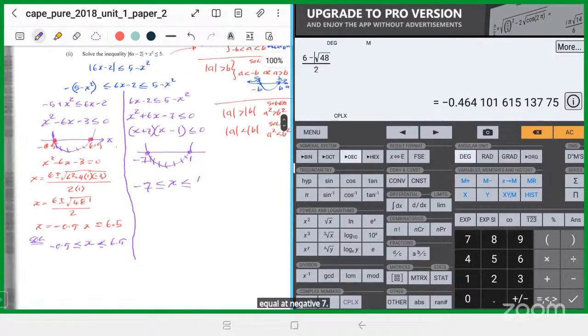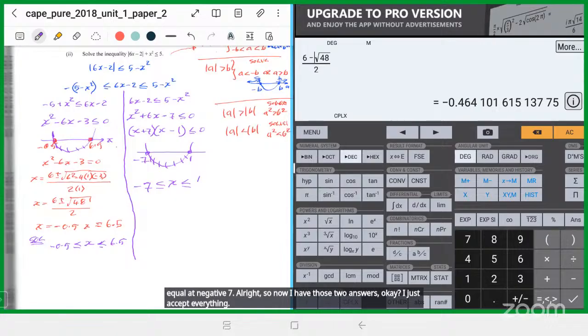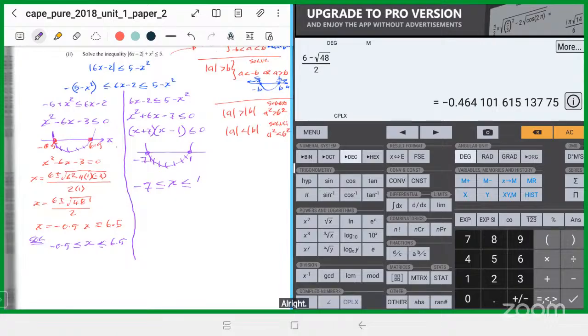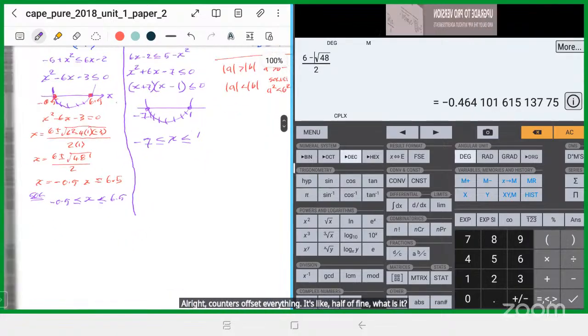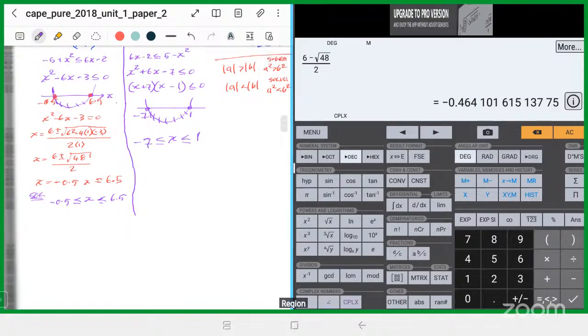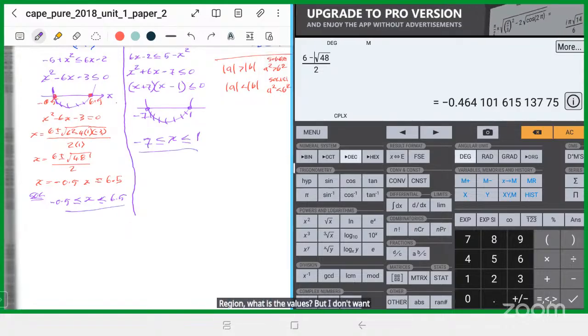Alright. So now I have those two answers. I can't just accept everything. I have to find what are the values that satisfy everything, right? So chances are it might be on this end and on this end.